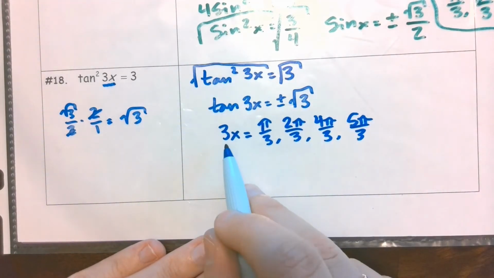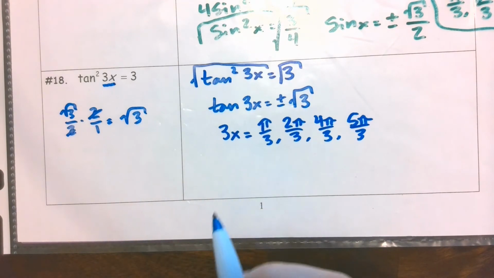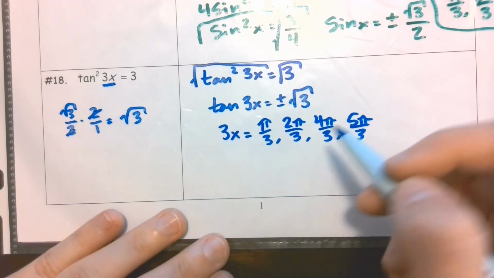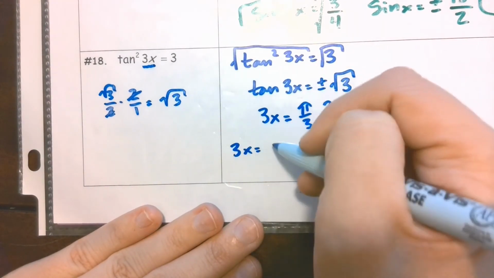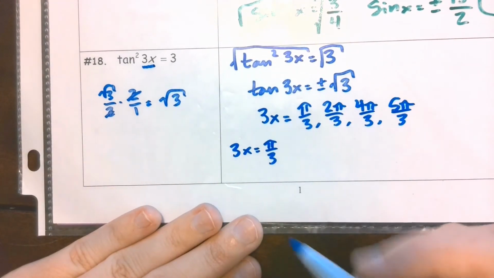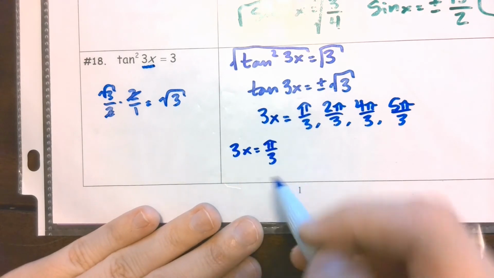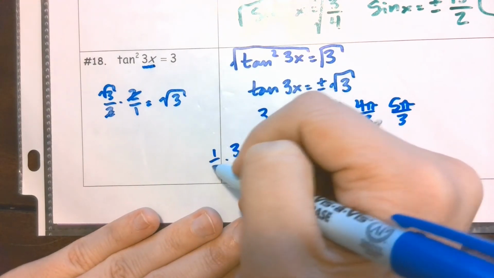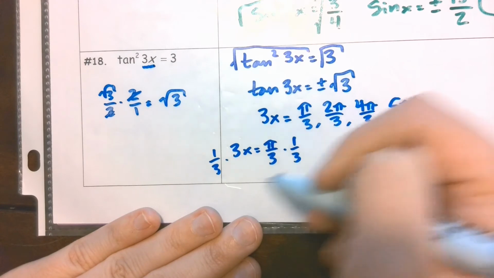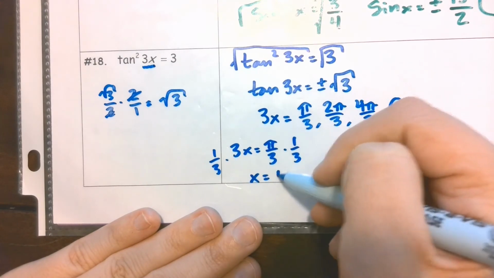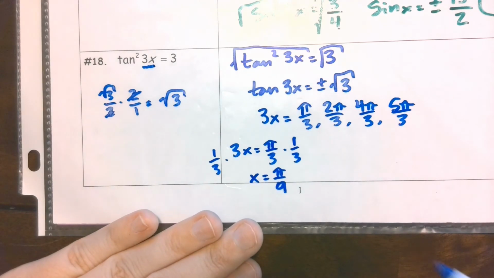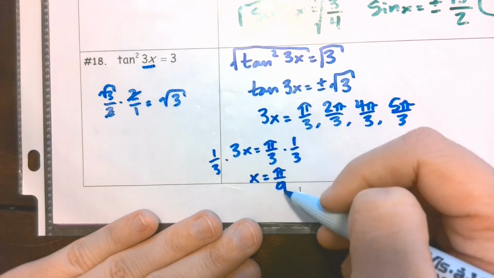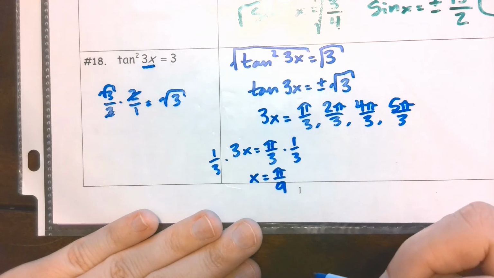And now where this 3x comes into play is that I actually do want to solve for x and not just 3x. So with each one of these, I'm going to say, okay, if 3x could be pi over 3, if I solve by dividing both sides by 3, or you can think of it as multiplying by 1/3, that means that x actually is pi over 6. Oh, sorry, pi over 9. I can't multiply. So I've got pi over 9 is the actual answer for x.